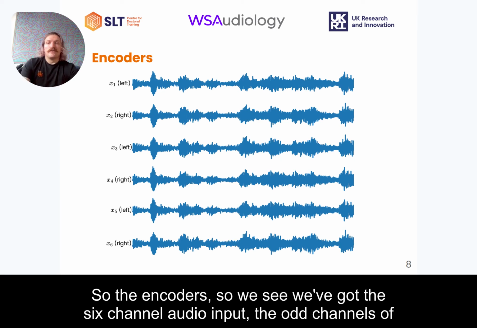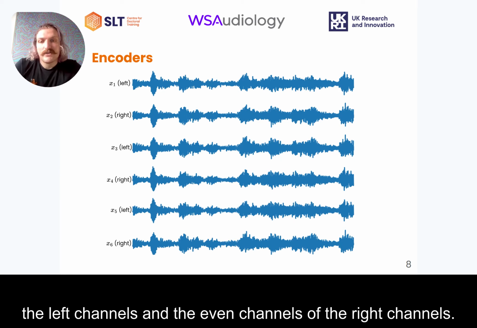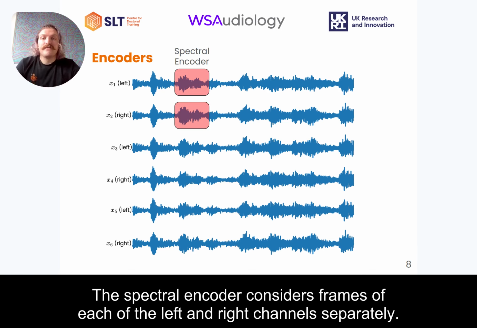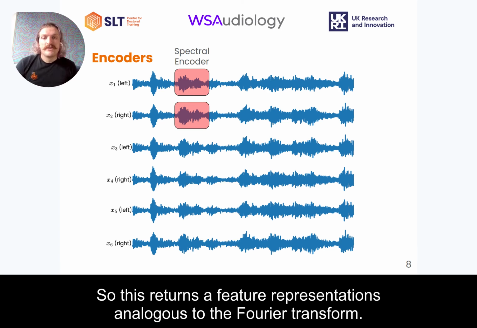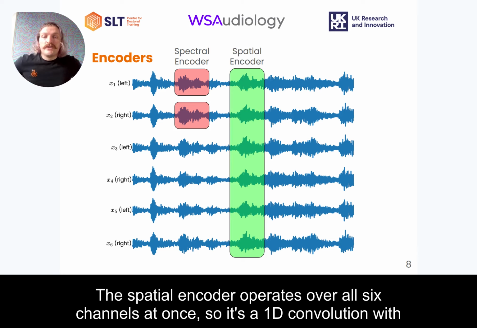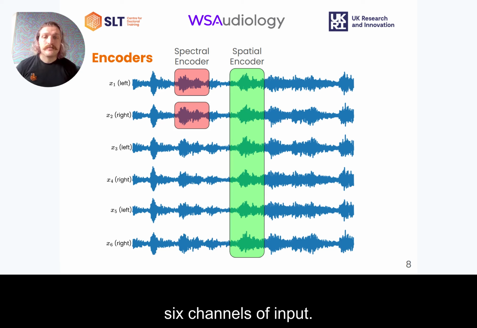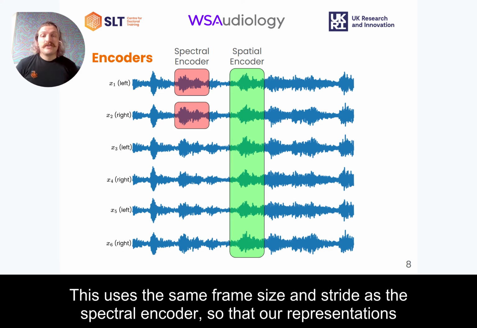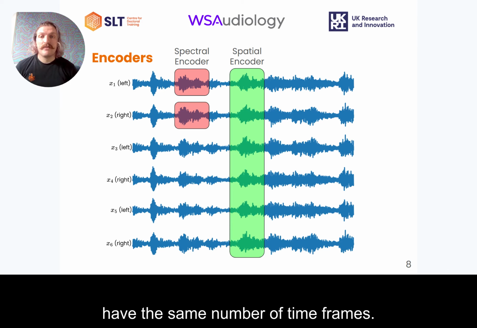So the encoders. We've got the 6-channel audio input. The odd channels are the left channels and the even channels are the right channels. The spectral encoder considers frames of each of the left and right channels separately. So this returns feature representations analogous to the Fourier transform. The spatial encoder operates over all 6 channels at once, so it's a 1D convolution with 6 channels of input. This uses the same frame size and stride as the spectral encoder, so that our representations have the same number of time frames.